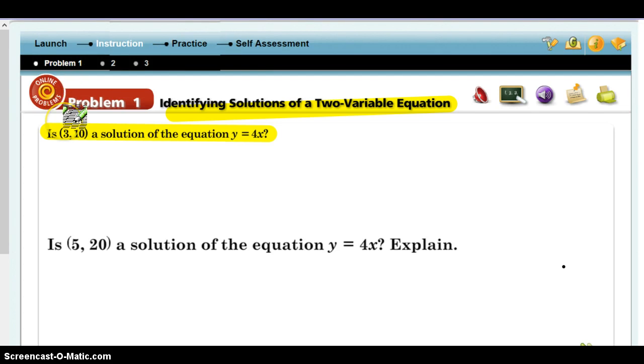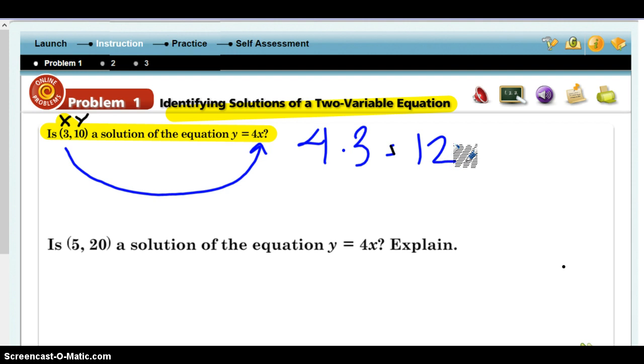Well, here's what we've got. The 3 is your x coordinate, and your 10 is your y. So here's my x, here's my y. What am I going to do to figure it out? Well, they tell me 4 x's equals the y. So I'm going to take this 3 and I'm just going to plug it in. 4 times 3. What does that give me? It gives me 12. Okay, so this says 10. So therefore, is 3 a solution of that to give you 10? And the answer is no, it's not.